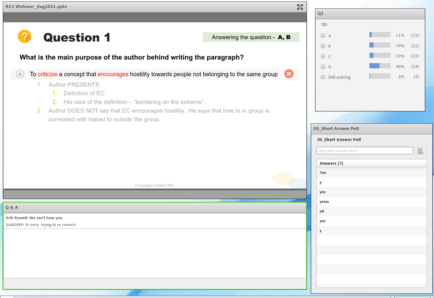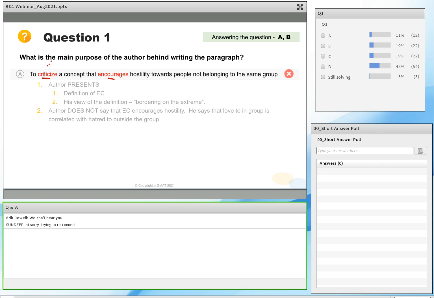So now let's understand each and every option. Option A says to criticize a concept that encourages hostility towards people not belonging to the same group. By the way, in all this, we'll also be giving you the slides anyway. In all these points, whatever you see in red is the reason why something is wrong. Okay. So option A says to criticize a concept.